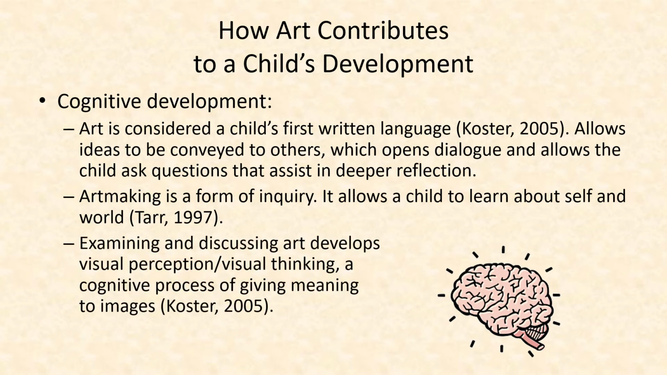And also, the examining and the discussing of the artwork develops visual perception and visual thinking. So this is a cognitive process of giving meaning to images. And as we know as adults, a lot of times we're looking at different types of visuals, different graphics, charts, and so on. And we have to derive meaning out of these pieces. This is a first step in helping children do that.